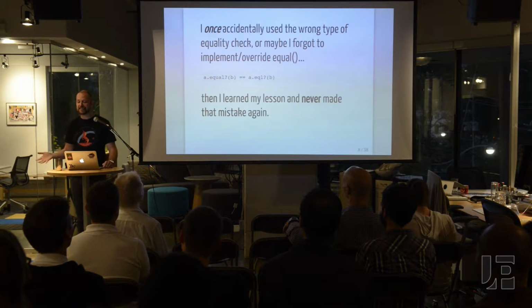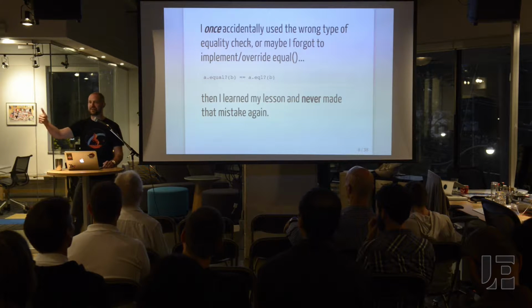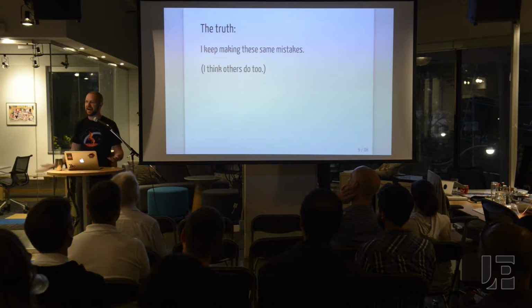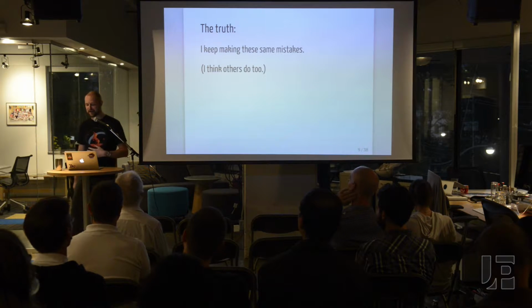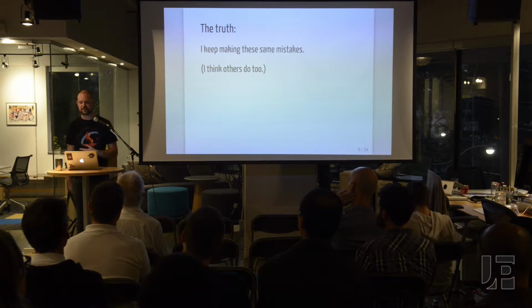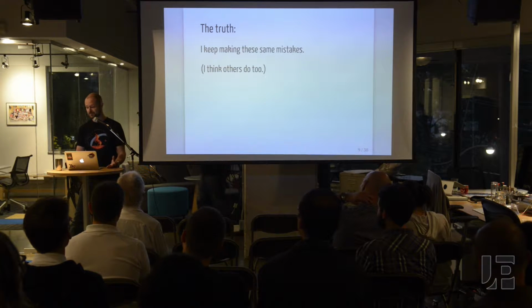I once accidentally used the wrong type of equality check. And then, of course, I learned my lesson, and I never made that mistake again, right? No, I don't see a lot of thumbs up. Okay, so you guys figured me out. I keep making these same mistakes. I've been in the game for 15 years. I keep making the same mistakes. I think maybe others do too, right?